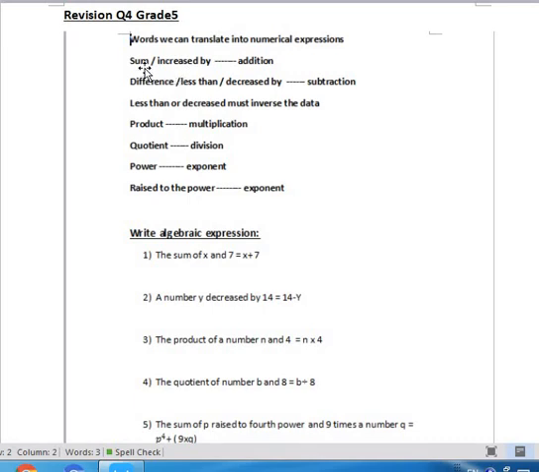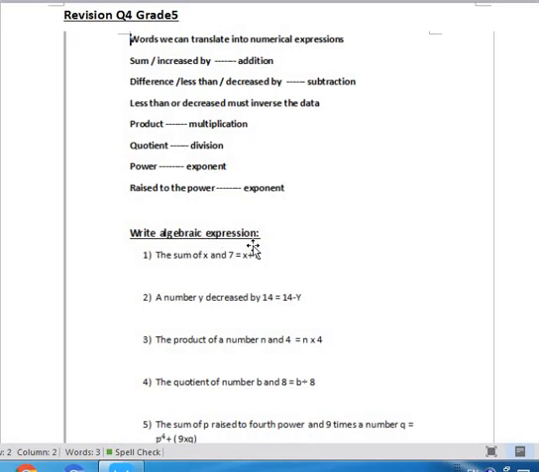We have here sum, increased by, this is for addition. Difference, less than, decreased by, this is for subtraction. Less than or decreased must inverse the data. Product, multiplication. Quotient, division. Power, exponent, raised to the power exponent.